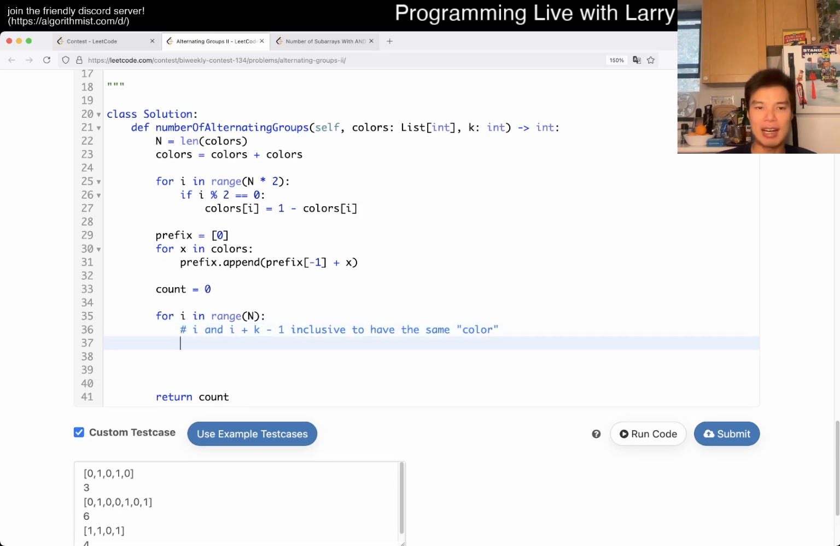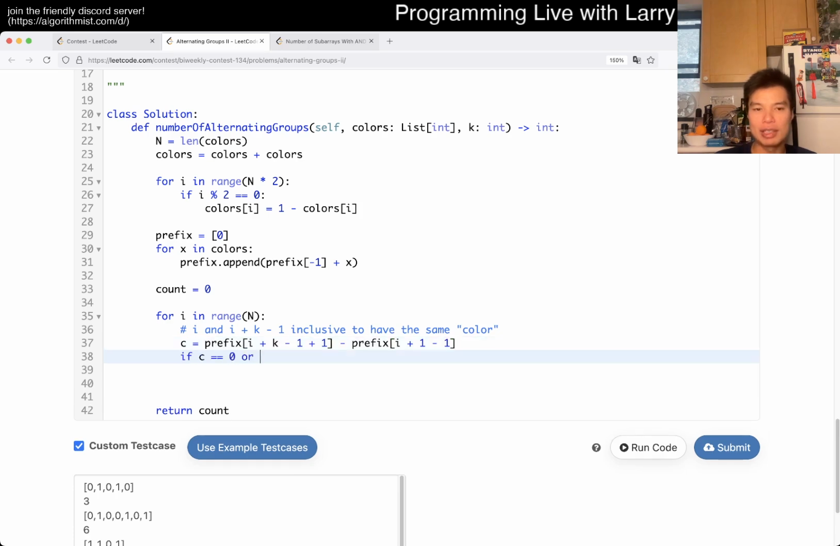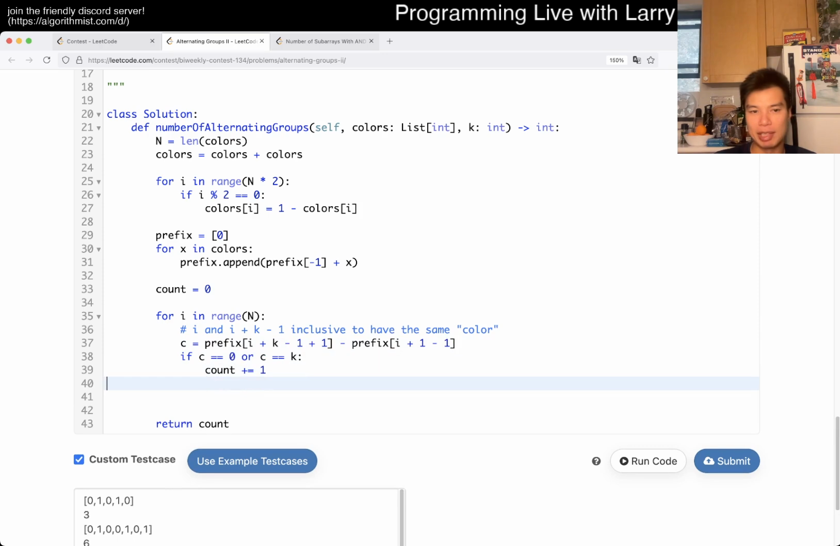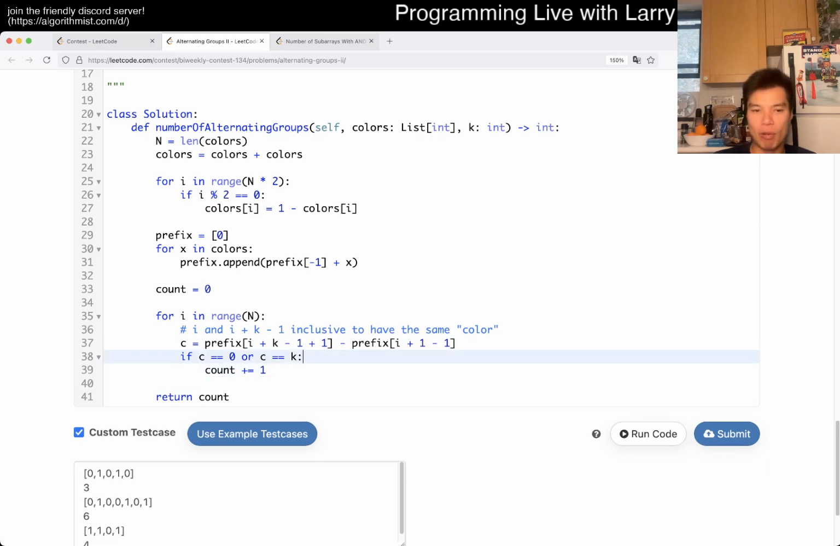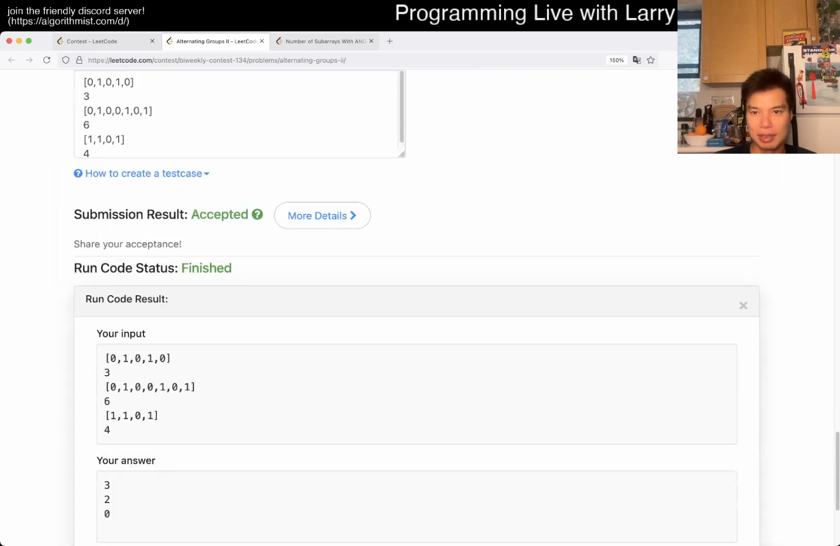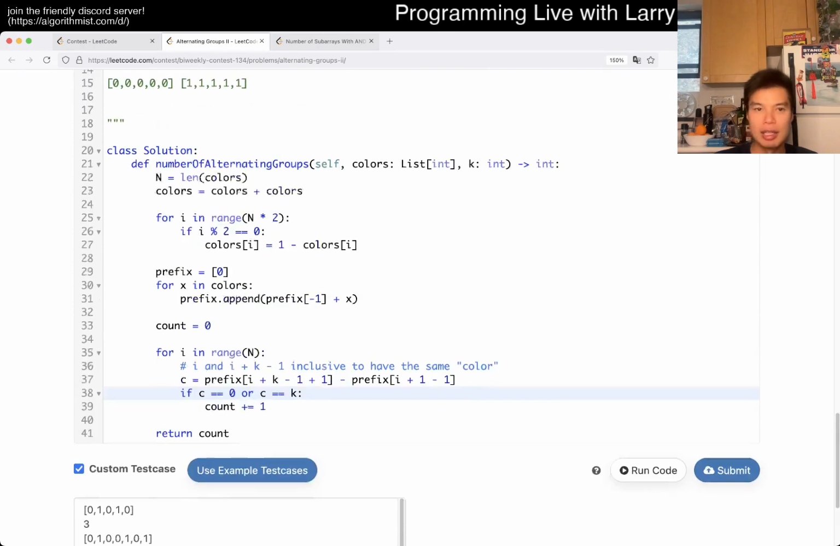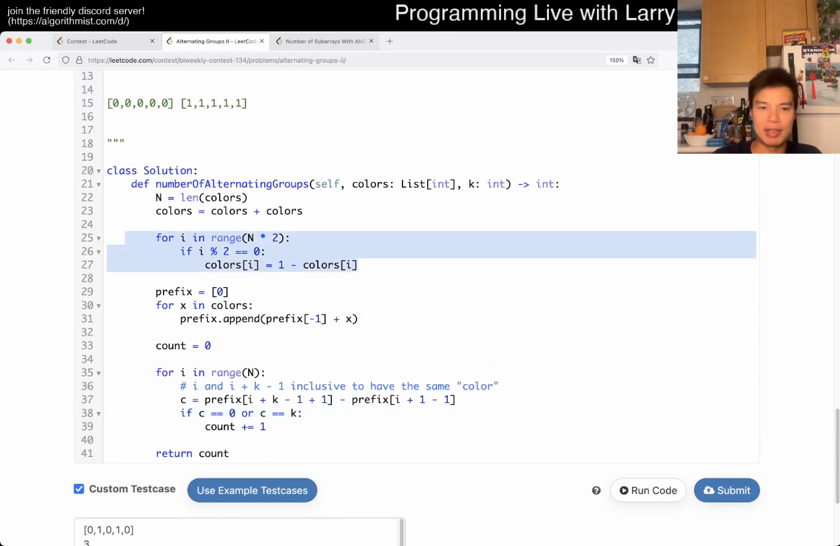The same thing. So now if prefix of I plus k minus 1 plus 1, because we have to account for the 0 index, minus prefix of I plus 1, to account for this index, and then minus 1 because we want to include I. So maybe we'll just say C is equal to this. If C is equal to 0 or C is equal to K, then count increments by 1, right? Meaning if this is 0 or 1, then yeah. So that's the reason why I did this alternating thing, because it gave me more options.